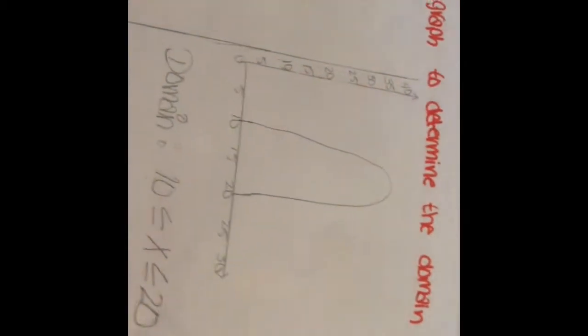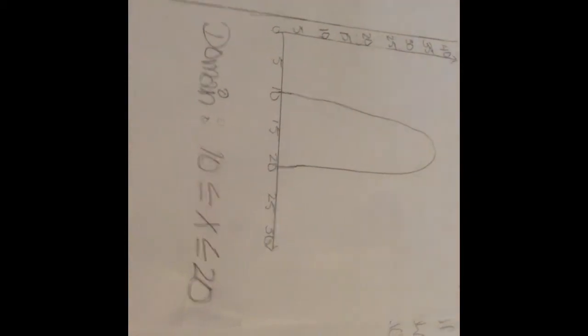So our domain for this graph is 10 is less than or equal to X, and X is less than or equal to 20. For one of our last standards, we have F.BF.1. The I can statement is I can create a function from two quantities.